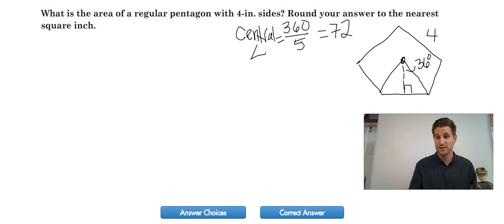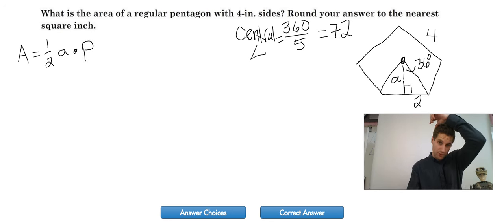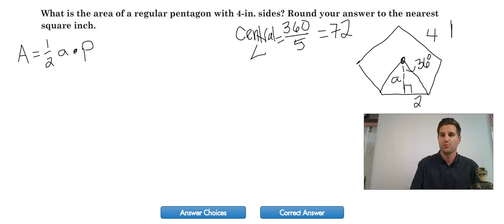The apothem will also cut the side length in half to give me 2. And here's our apothem. Okay, so over here, let's go ahead and write our formula. We got 1/2. Apothem we don't know, perimeter we don't know. Okay, we can find the perimeter. It's just going to be 4 times 5. So the perimeter is pretty easy, 4 times 5. And so we get 20 for our perimeter.